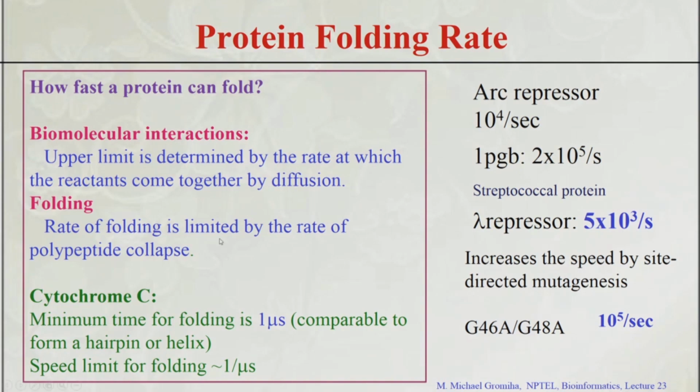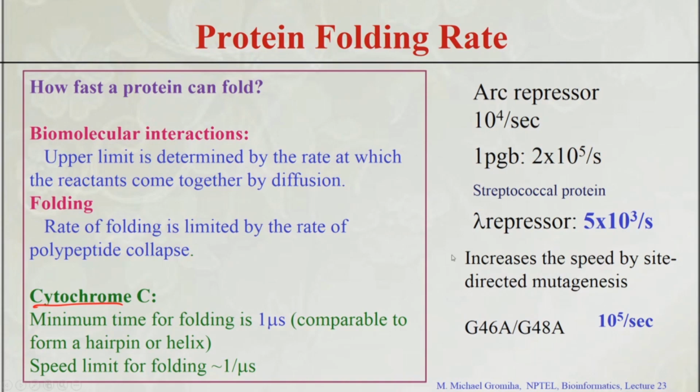Then if you talk about folding, here the rate of folding is the rate at which the polypeptide collapses to form the structure. So, from this you can see, if you take one example, say cytochrome C, the minimum time for folding is about 1 microsecond. This is comparable to hairpin loop or helix formation. So, it is about 1 microsecond. In this case the rate for folding is about 1 per microsecond.